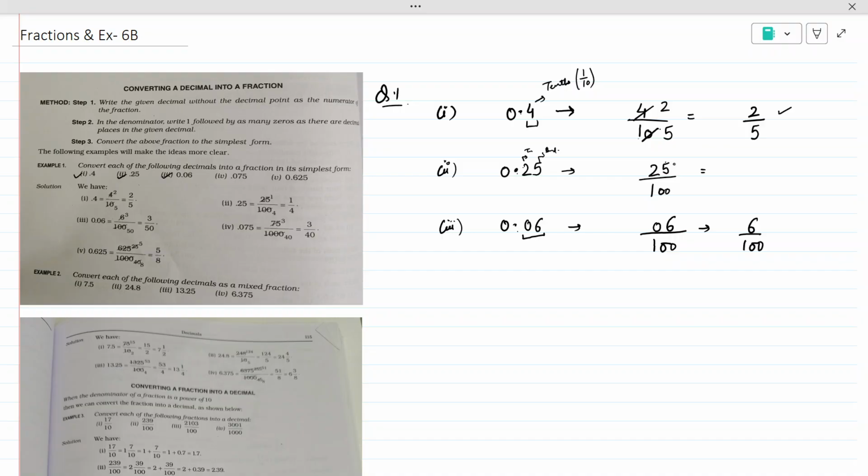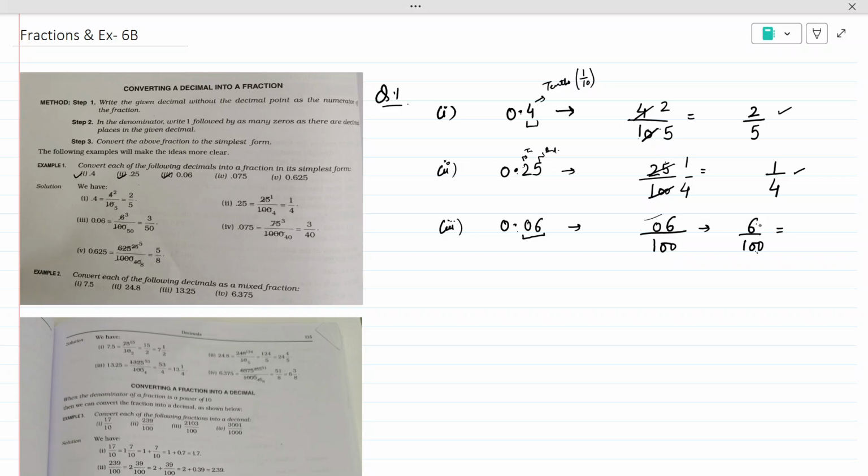So we know that 25 is a common factor. 25 into 1 is 25, 25 into 4 gives us 100. So this particular fraction 25 by 100 will become 1 by 4 in its lowest form. Okay, so the decimal 0.25 we have written as 1 by 4 as the lowest fraction, right? Now let us move further and see if we can represent this number in its lowest fraction. So we know that 2 is a common factor of both of these.